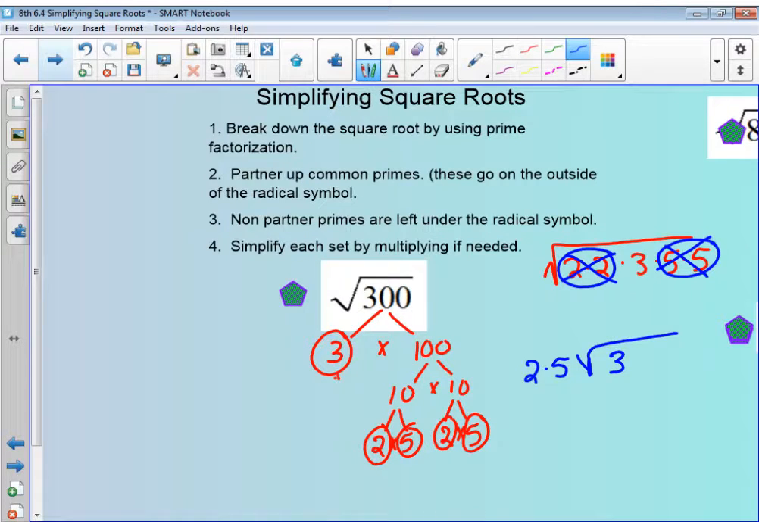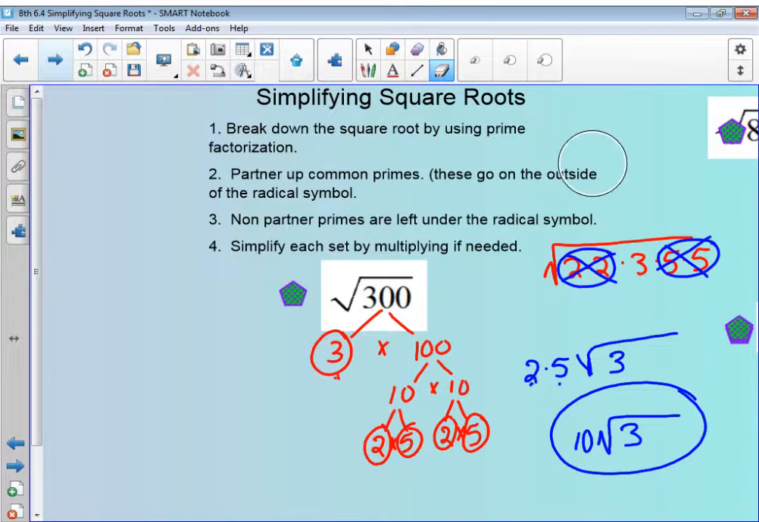Okay, my next step is to now simplify each set. So there's nothing more to simplify with the square root of 3. There's not another number underneath there. 2 times 5 would give me 10. My final answer is 10 times the square root of 3. I keep saying that incorrectly.